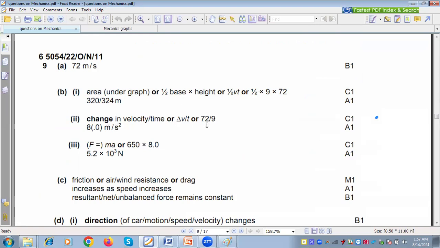Change in velocity, so 8 meters per second squared as was calculated. 650 was the mass, times 8. So the answer is 5.2 × 10^3 newtons. Here you have to keep the number of significant figures the same as that of the raw data. The raw data has two significant figures in the mass value and two significant figures in the acceleration value, so this answer also has the same number of significant figures.